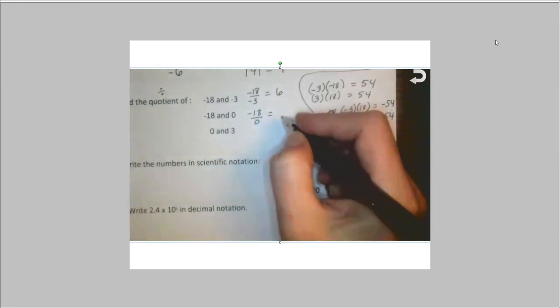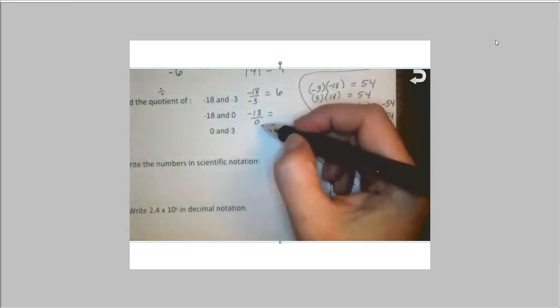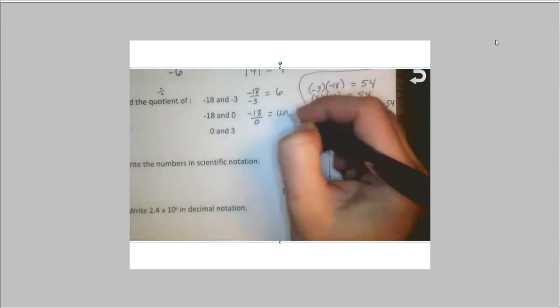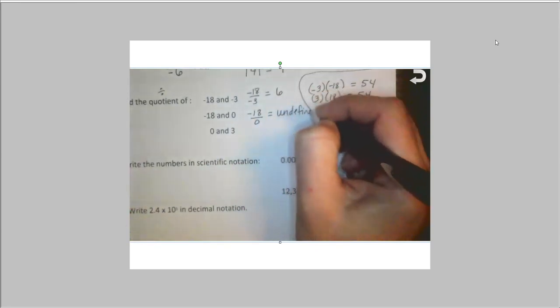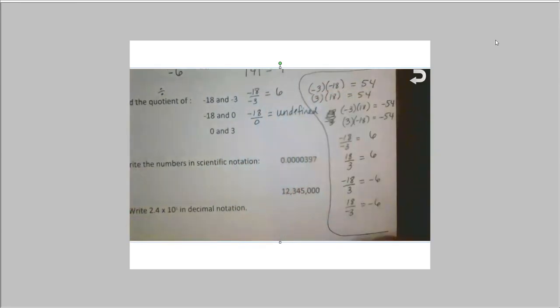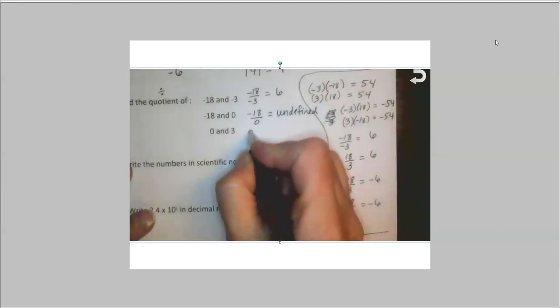Negative 18 divided by 0 is not what you think, okay? We actually cannot divide by 0. So this answer would be undefined, okay?